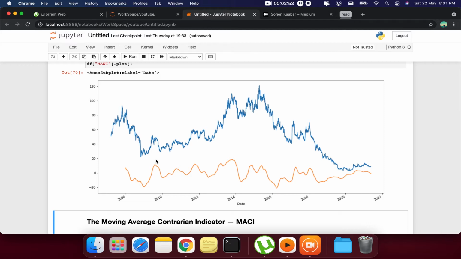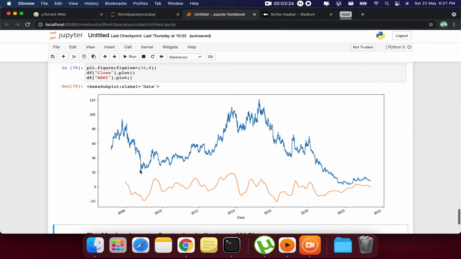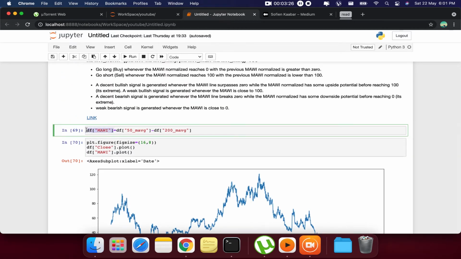that is okay. But there is an issue here, right? The issue is that this MAWI line is between minus 20 and plus 20 for this stock, but this may be different for other stocks. So say for Infosys or TCS, it might go to minus 30, minus 40 or something like that, right? So we need to normalize it in a way so that whenever we are creating a strategy, it can be universal, right? So we can use that strategy for all the stocks. So for that we need to create a MAWI normalized line also.